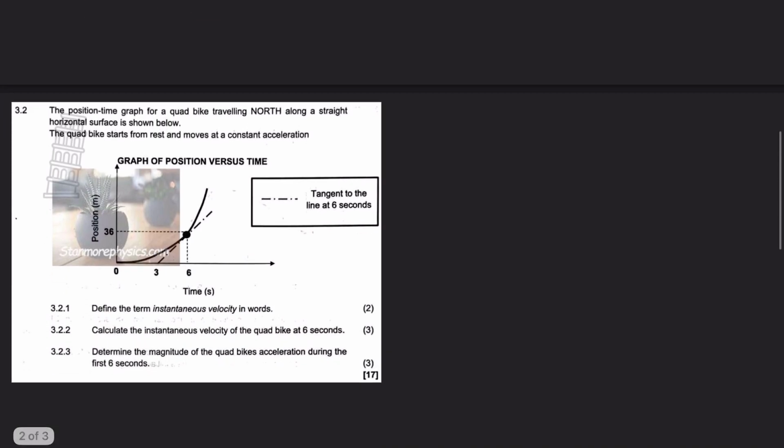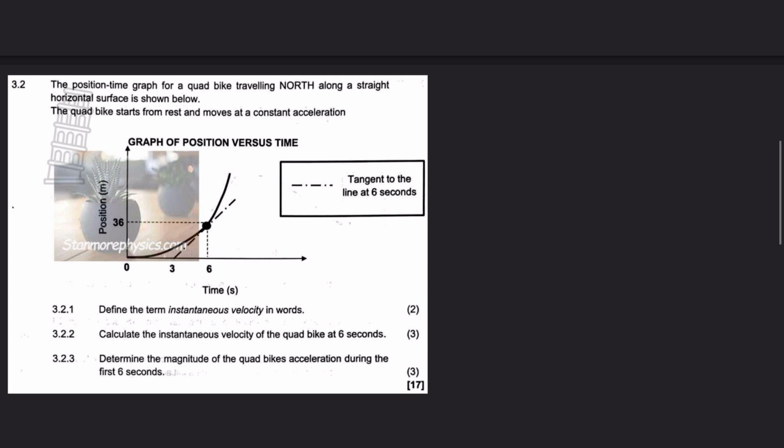Let's move on. Question 3.2. The position time graph for a quad bike traveling north along a straight horizontal surface is shown below. The quad bike starts from rest and moves at a constant acceleration. Okay, so the definitions, we won't do that right now. You have access to them. 3.2.2, calculate the instantaneous velocity of the quad bike at 6 seconds.